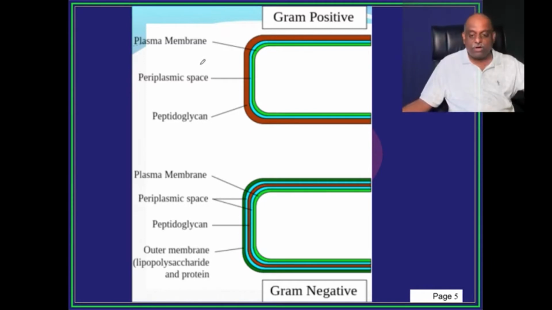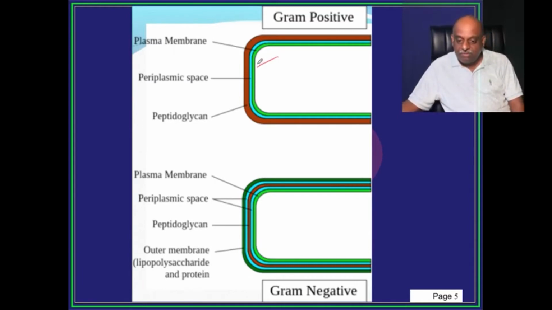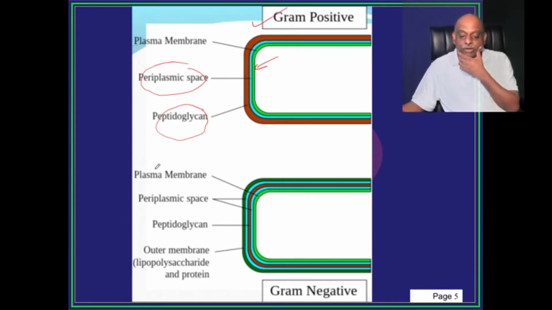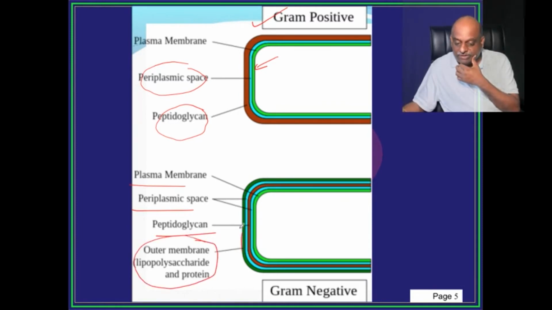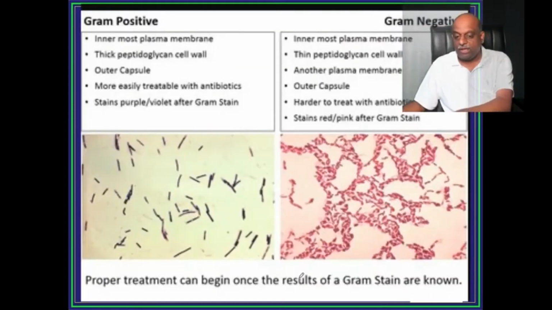Now doctor, when we talk gram positive, gram negative organisms, you should remember there is a plasma membrane, periplasmic space and a peptidoglycan. That is gram positive. In gram negative, you have a plasma membrane, periplasmic space, peptidoglycan. Along with that, there is an outer membrane, the outermost layer. So this outer membrane, lipopolysaccharide and protein, that is the speciality of the gram negative, is what you should remember.